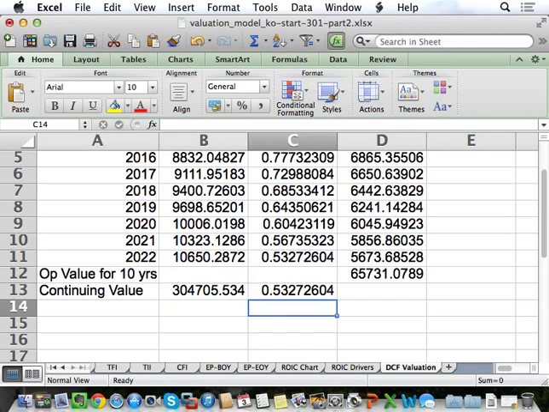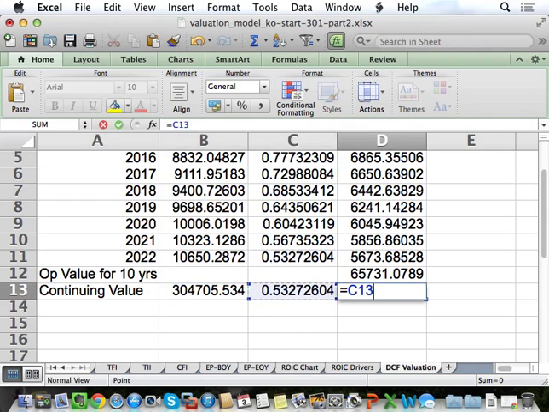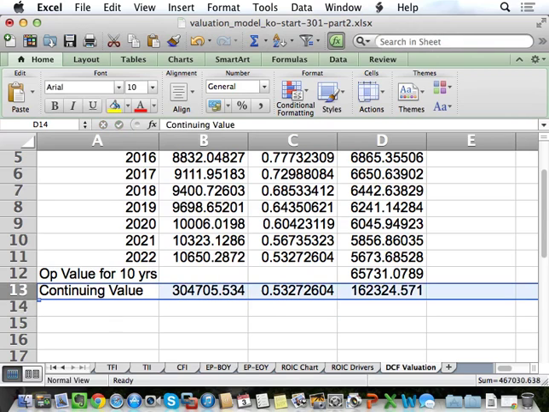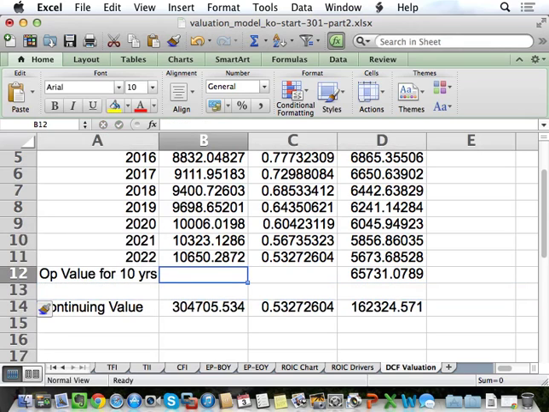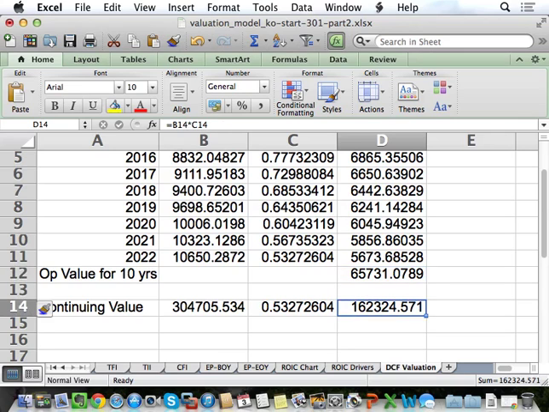Right? When I do that, it equals this times this, or about 162 billion, and I'll add an extra row here just so it's easier to see, 162 billion of present value of the continuing value. So basically, in the first decade, Coke is going to generate operational value of about 65.7 billion. In the second decade, about 162.3 billion.